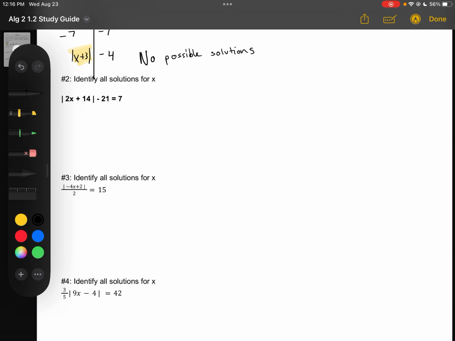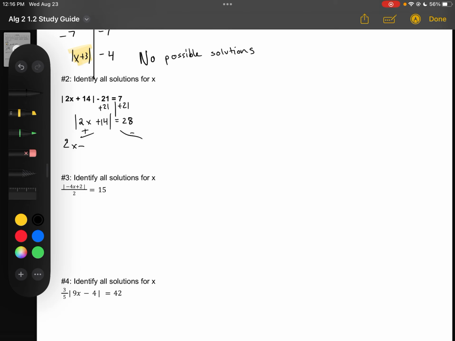Our second question, again, same idea. We want to move this 21 over. So we end up with the absolute value of 2x plus 14, and that'll be equal to 28. From here, the absolute value is equal to a positive number, so that is possible. So we can split this out into a positive and a negative side.